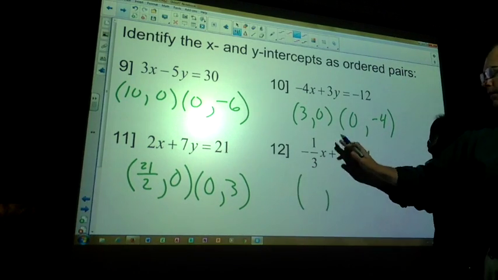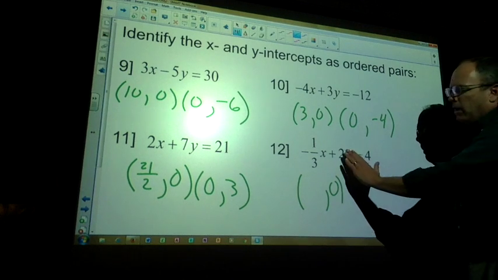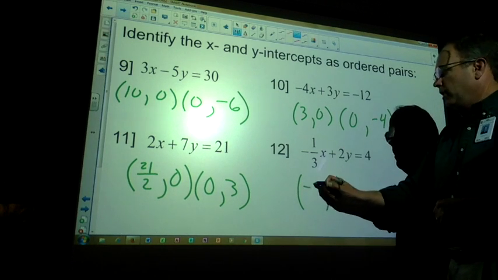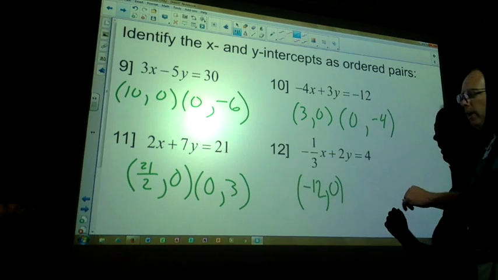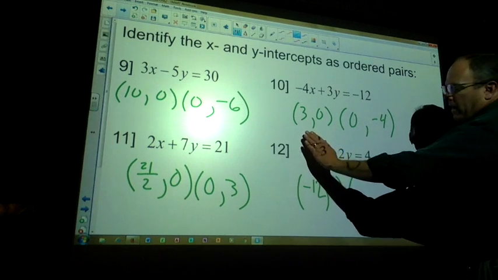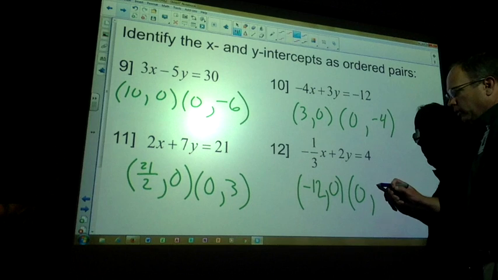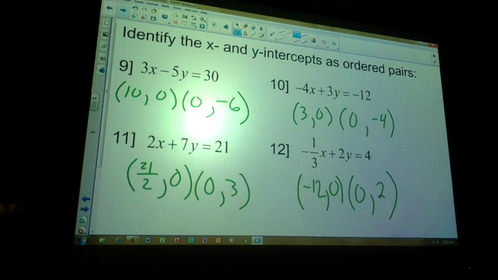Again, if I'm going to cover up the y, I'm plugging 0 in for y. So -1/3 x equals 4, so x equals -12. You just multiply both sides by -3. If I cover up the x, it's gone, so that's a 0. So 2y equals 4, so y equals 2. And that's how the cover method works. Again, it finds where it crosses the x and the y-axis. It finds you 2 points.